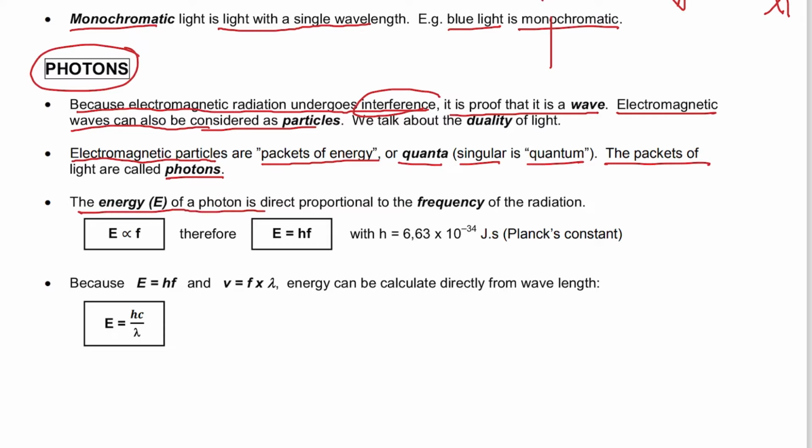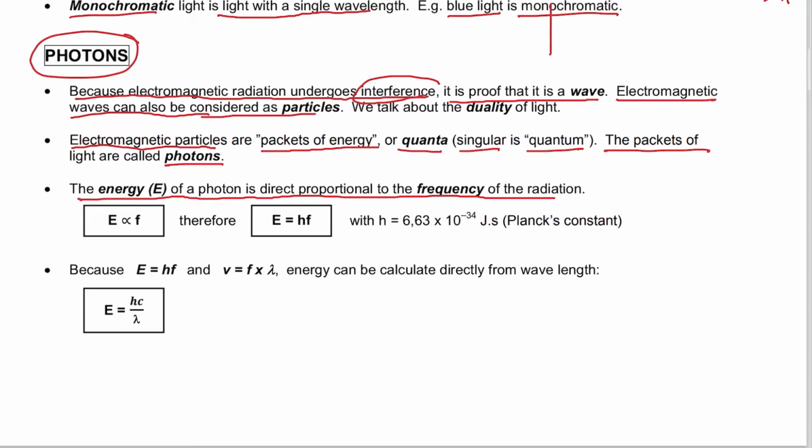Now, the energy of a photon is directly proportional to frequency. From the formula, energy is equal to Planck's constant times frequency, we see that the energy is directly proportional to frequency. And Planck's constant, guys, you always get on the information sheet on the question paper. You don't have to memorize that. Light has energy, so it is measured in joules, right? So that's the formula there.